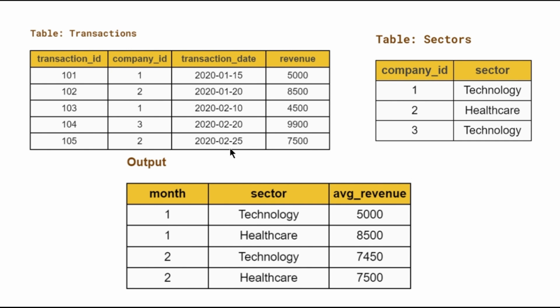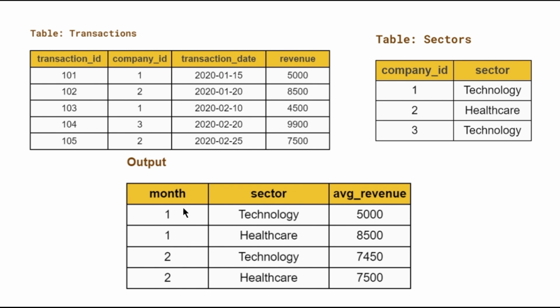Now, for the February month, these are the three transactions that belong to the February month. For the technology sector, company ID 1 has a revenue of 4,500 and company ID 3 has a revenue of 9,900, and both company ID 1 and 3 belong to the technology sector. So to find the average revenue for the technology sector, we just sum up these two revenues, 4,500 and 9,900. The total will come out to be around 14,400, and then we divide it by 2 to calculate the average revenue. So the average revenue will come out to be 7,200.